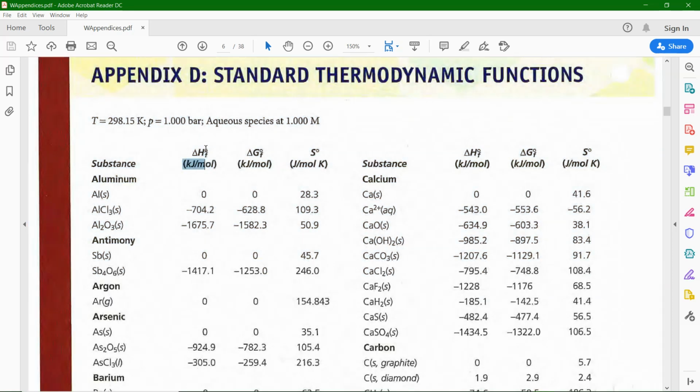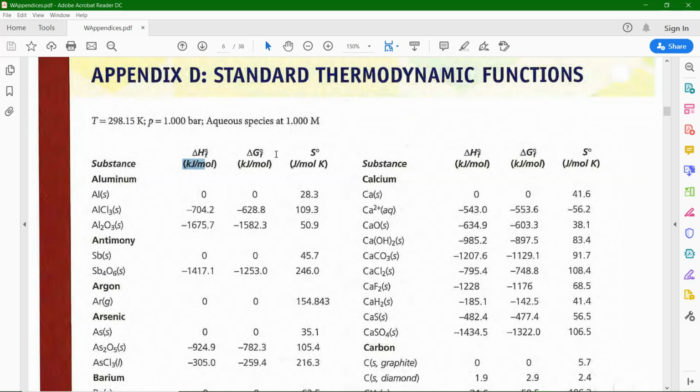The little naught there means 1 bar of pressure and usually 298.15 Kelvin. That is known as the standard state. So aluminum, its standard state is a solid. So at 25 degrees Celsius or 298.15 Kelvin, and essentially room pressure, aluminum is a solid, right? Calcium is a solid, argon's a gas. So we see the values for the delta H naught formation.